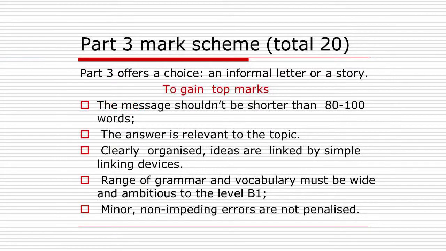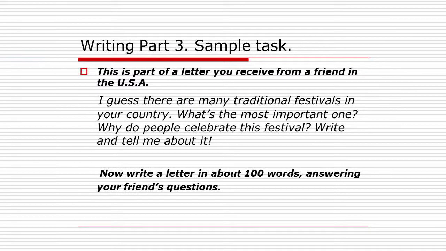Part 3, Mark Scheme. Total number of points 20. In this part, there is a choice. A student may choose to write an informal letter or a story. Read through the suggestions how to gain top marks. Writing Part 3, Sample Task. Read the task. Think. Will your students be able to give a right answer to the task?